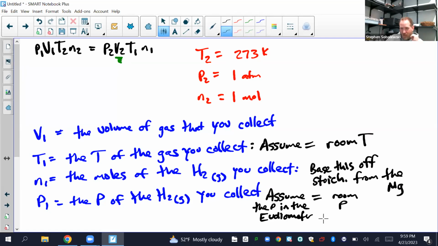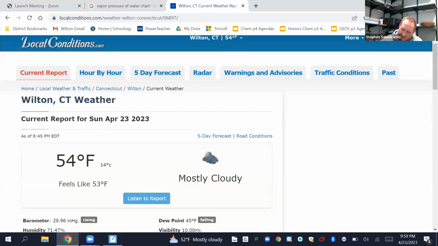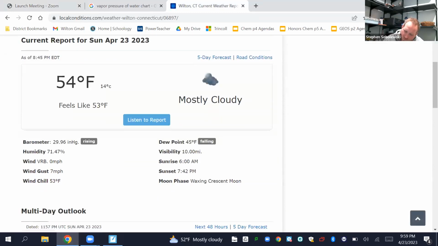What I prefer to do for my classes is to look it up online from a weather website. Now, what's the alternative? Well, we do have pressure sensors in the room, but I like using the weather website, and there's a certain reason for that. When I look up the weather, I happen to Google Wilton CT weather, and look what we see.